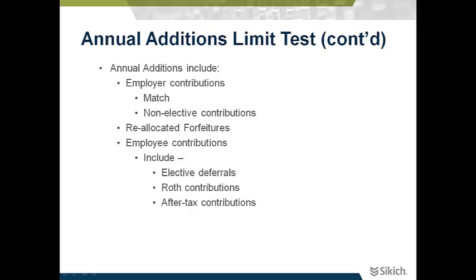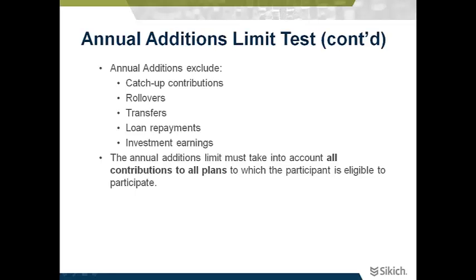Annual additions include employer contributions, which is the match, non-elective contributions, reallocated forfeitures, employee contributions, such as elective deferrals, Roth contributions, after-tax contributions. Annual additions exclude catch-up contributions, rollovers, transfers, loan repayments, and investment earnings.